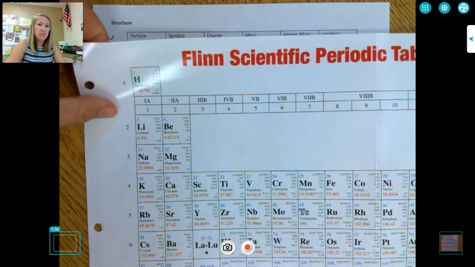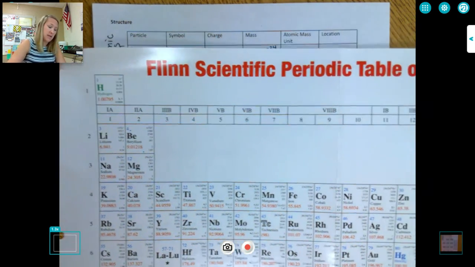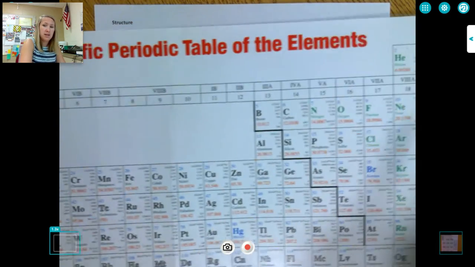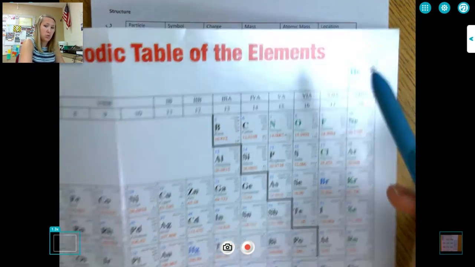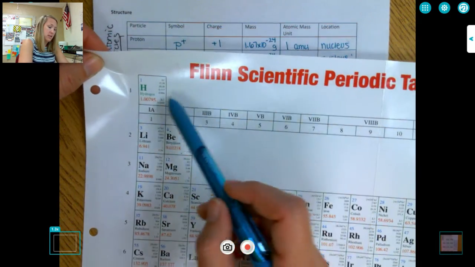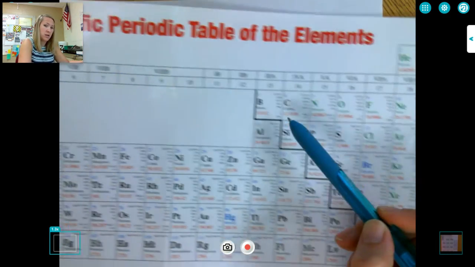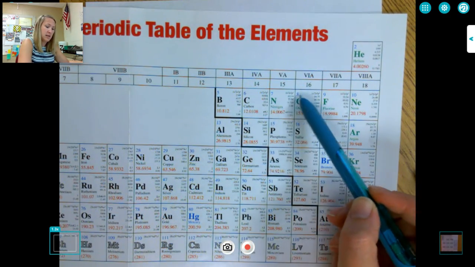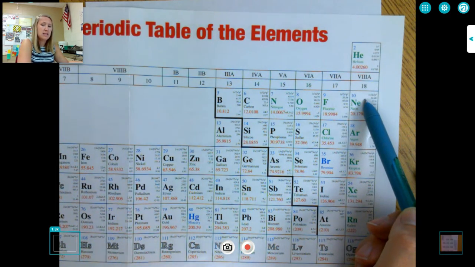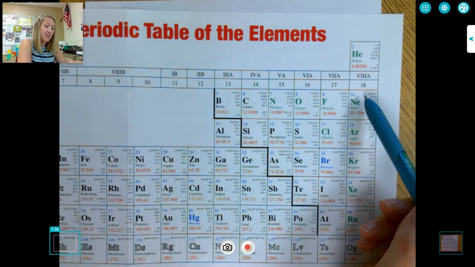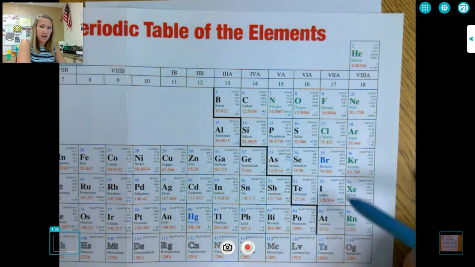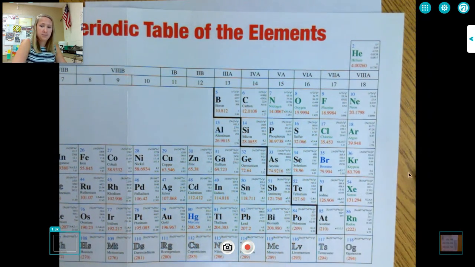Now the periodic table is organized by atomic numbers. So number 1, then we go straight across to helium is 2, and then we go back to lithium is 3, 4, 5, 6, 7, 8, 9, 10, and it just keeps going on and on. So we can see that if I have atomic number 10, that's neon, and 18 is argon.